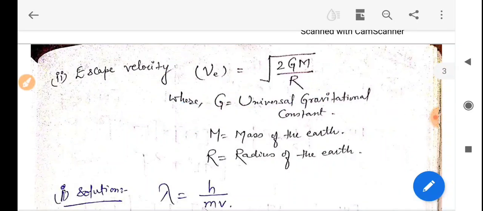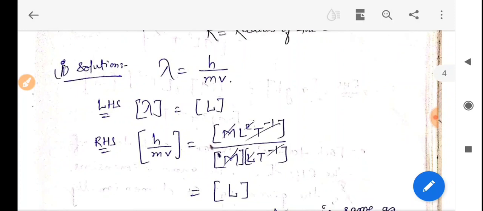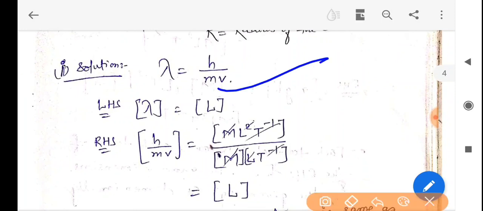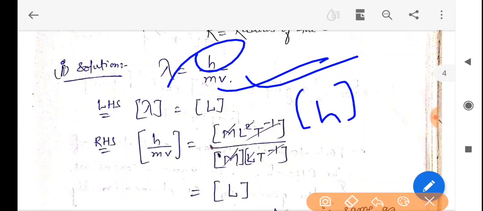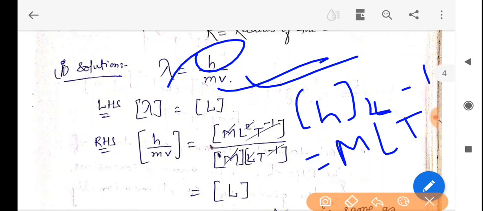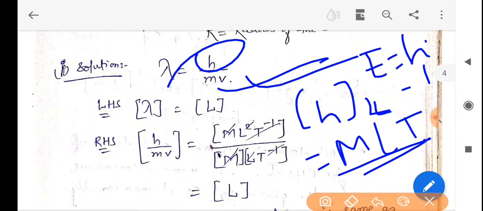You can easily do it, dear students. Let's see how. Lambda equals h by mv. h is Planck's constant, and the dimension of Planck's constant is M L^2 T^-2. You can calculate it from energy equals h nu. I taught you this, h nu, Planck's hypothesis.